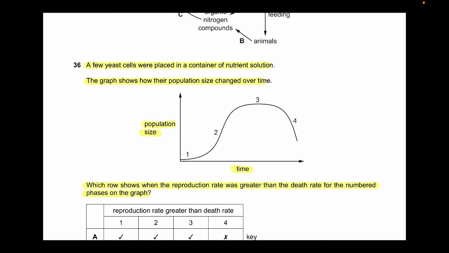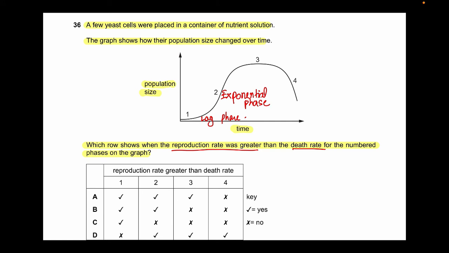So the main key point, reproduction rate greater than the death rate. So definitely when we are in the exponential phase. All right, and we are in the lag phase. So reproduction rate will be greater than the death rate. At option 3, which is the stationary phase, reproduction rate and death rate will be equal. And in 4, this is the death phase, reproduction rate will be lower, death rate will be higher. So reproduction rate greater than death rate will be in only 1 and 2. So options 1 correct, 2 yes, 3 and 4 no. So B is the correct answer.